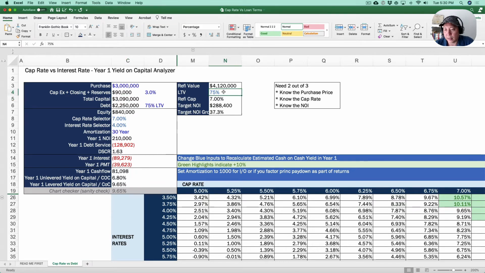And how do I do that? How do I calculate that? All I do is calculate the total capital that we need, and I divide it by the loan to value.